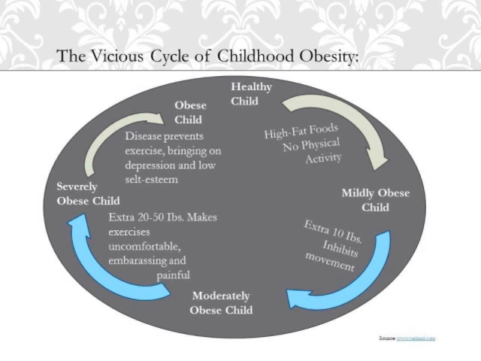This is a cycle of childhood obesity. We have a healthy child who then turns and eats fatty foods such as French fries, but doesn't exercise, so the fat and the energy that they accumulated stays in them when they go to sleep at night. Mildly obese children could gain an extra 10 pounds. If they're moderately obese, they gain an extra 20 to 50 pounds. They're uncomfortable exercising, and it's been very embarrassing for them.